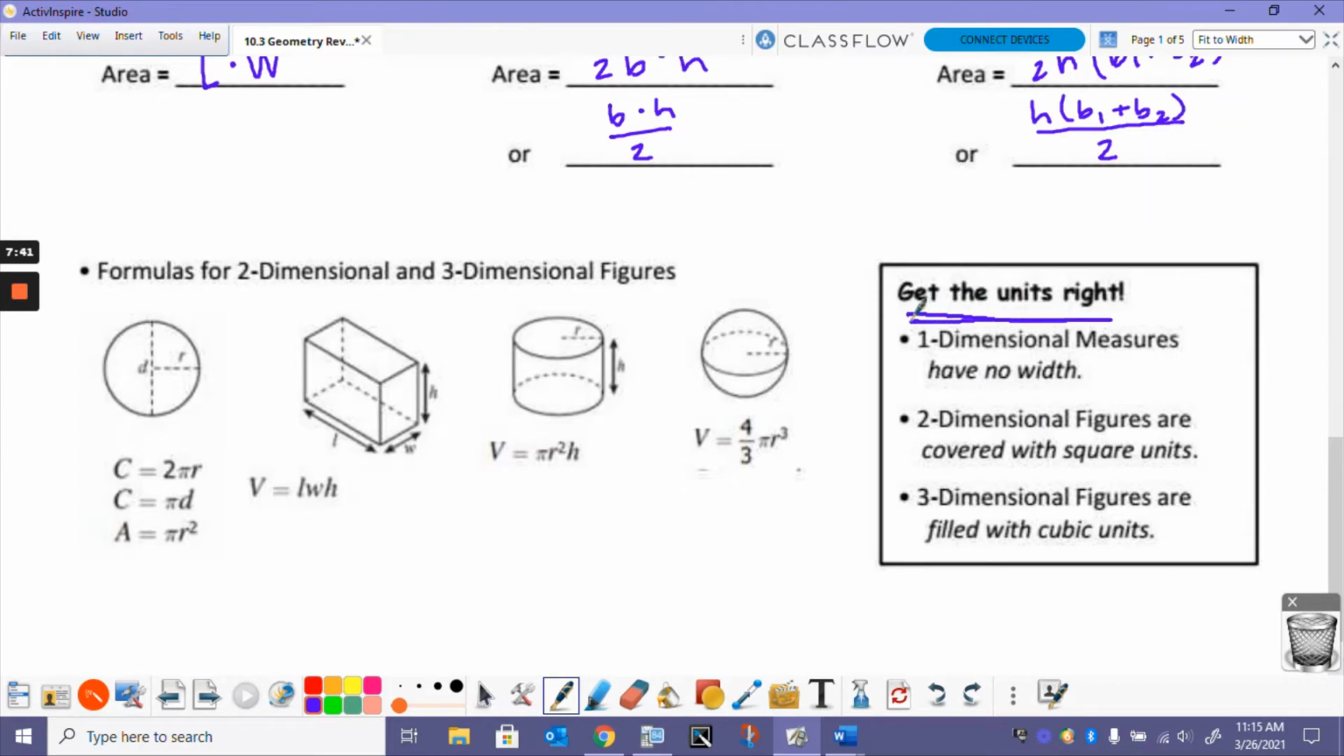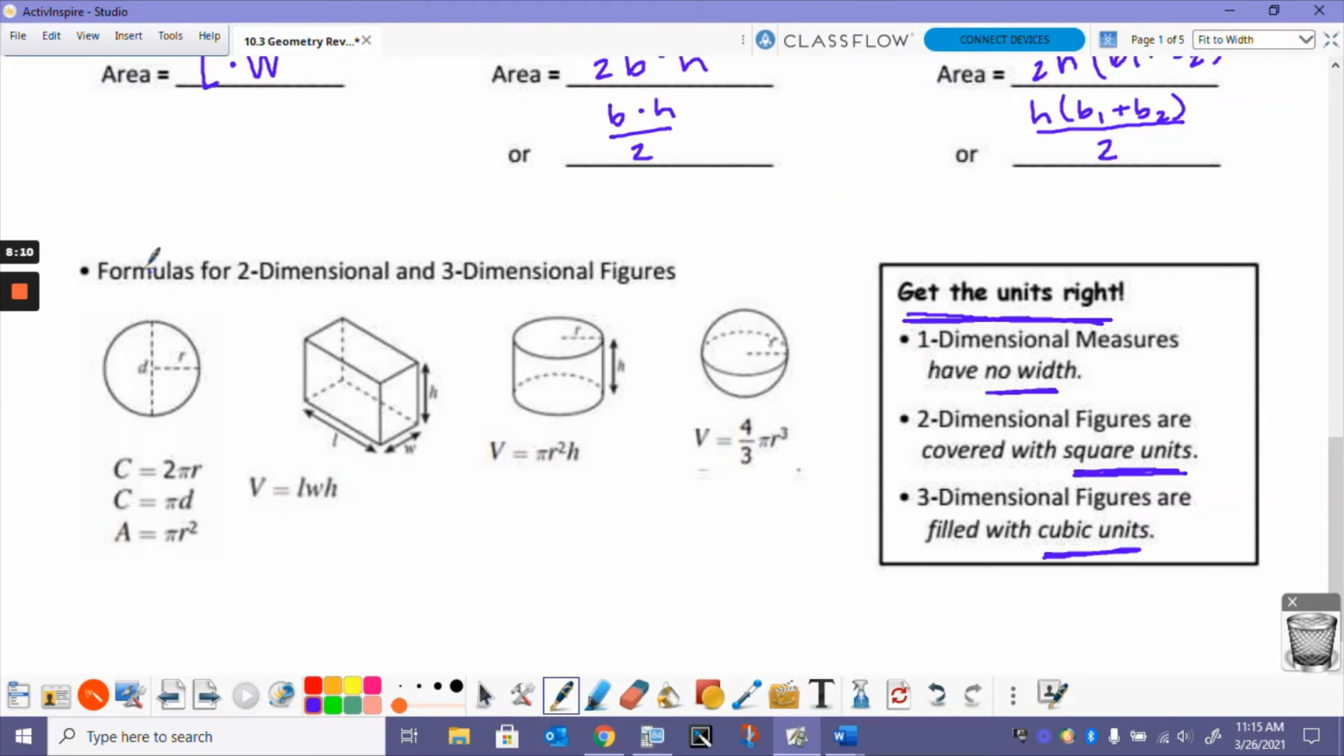This is important. So 1-dimensional measures have no width, okay? 2-dimensional figures are covered with square units, right? So this is going to be squared. And then 3-dimensional figures, so 3D figures, are filled with cubic units. So these are going to be cubed, right? So notice we have cubed, squared, and then nothing like that.